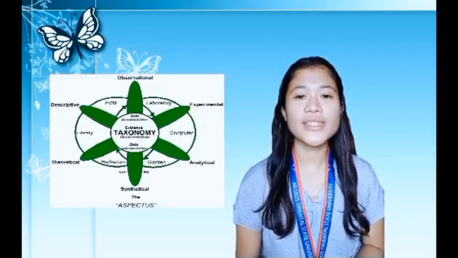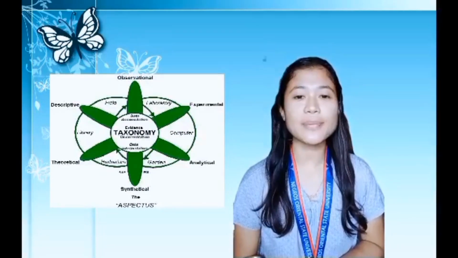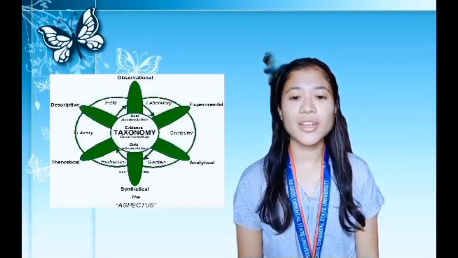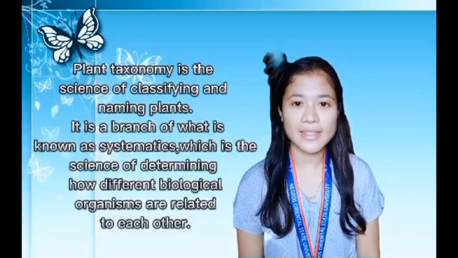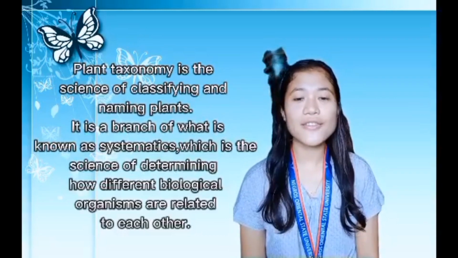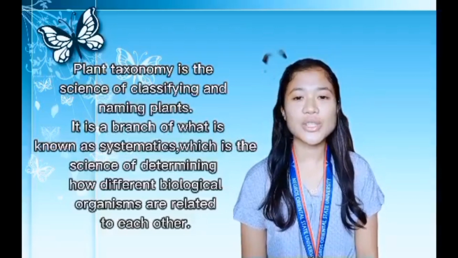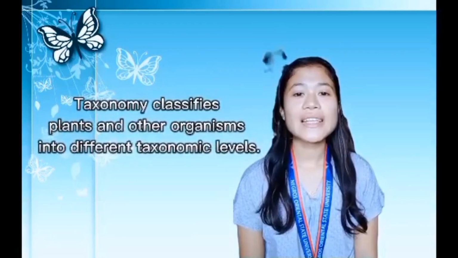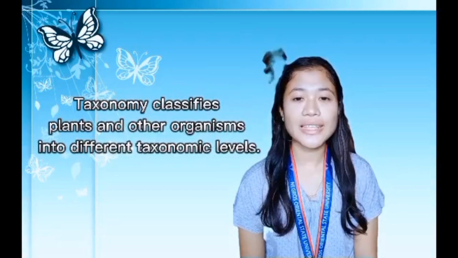Number 1. What is the importance of plant taxonomy? Before we discuss the importance of plant taxonomy, let us first know what plant taxonomy is. Plant taxonomy is the science of classifying and naming plants. It is a branch of what is known as systematics, which is the science of determining how different biological organisms are related to each other. Taxonomy classifies plants and other organisms into different taxonomic levels.